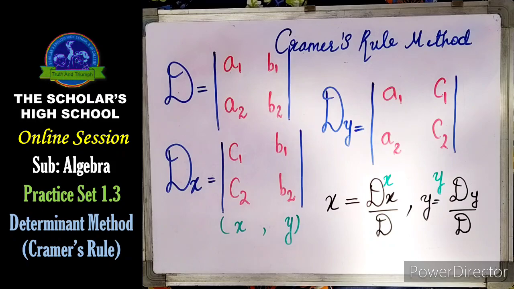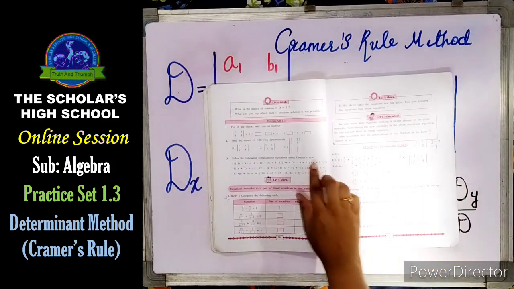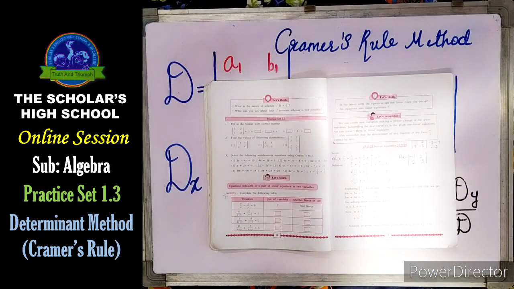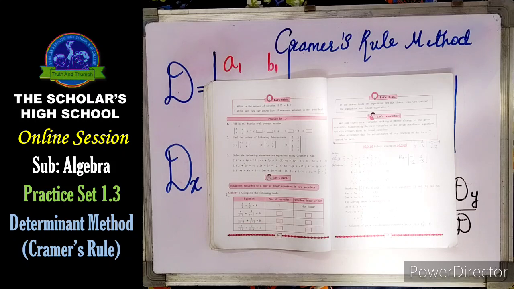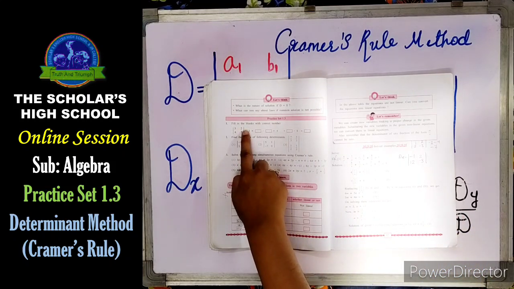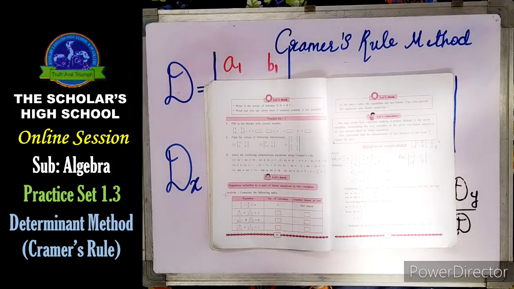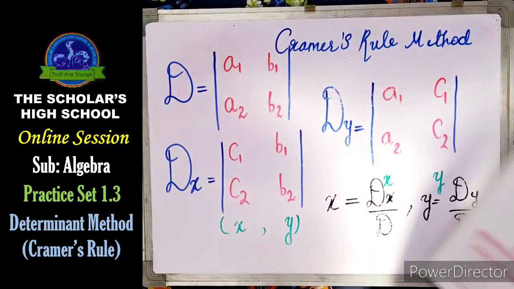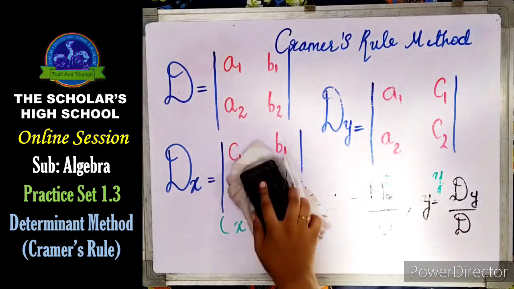So now let us come to practice set 1.3. There are 3 questions in it. Your first question is to fill in the blanks with the correct number. You will see a determinant is given. In a row there is 3, 2, and below it is 4 and 5. You know you have to find the value by multiplying it cross. So let us solve it on the board.